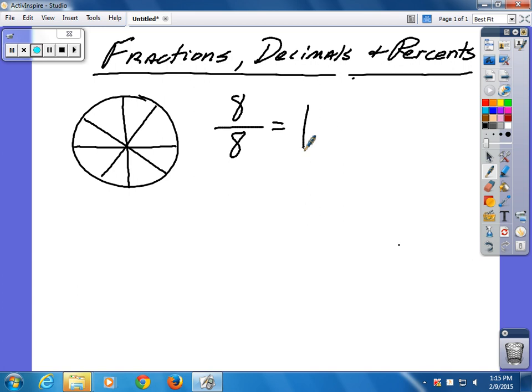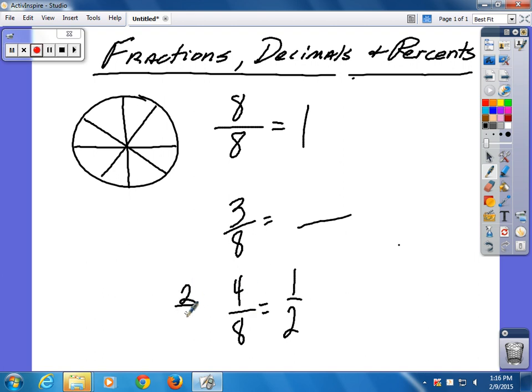And if you eat 3 pieces, then you've eaten 3/8 of the pizza. And if you've eaten 4 pieces, then that's equal to 1/2. And you see that this reduces into 1/2, just like the 2 out of 4.